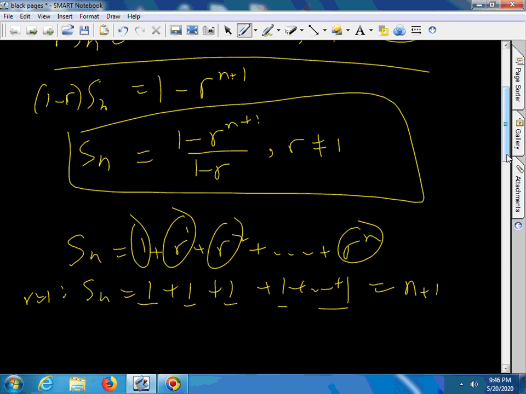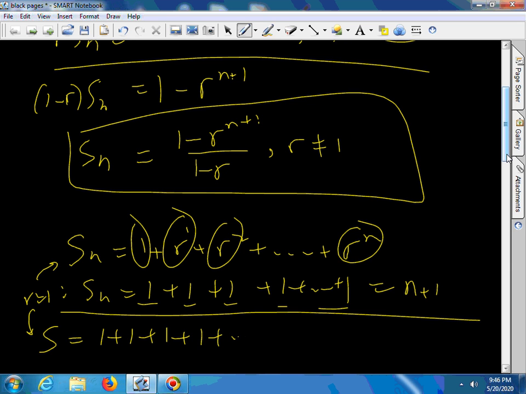Okay, wonderful. Now, for the infinite series, if R is still 1, you're going to get 1 plus 1 plus 1 plus 1 forever and ever, and that's going to diverge.